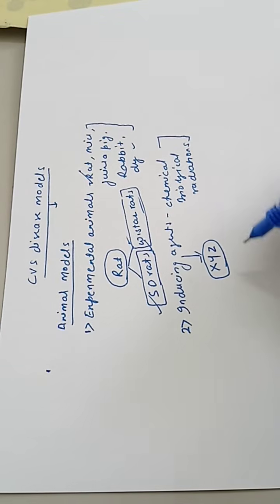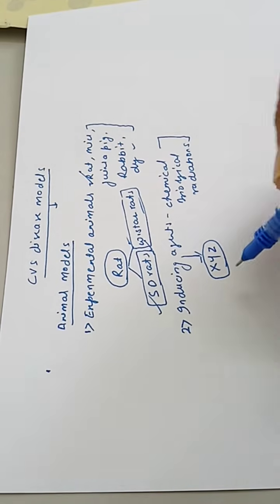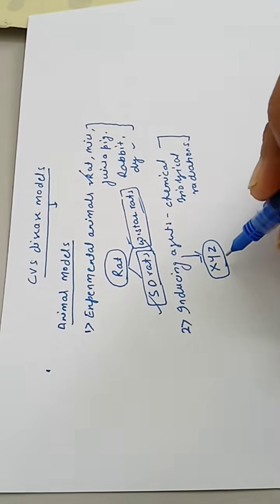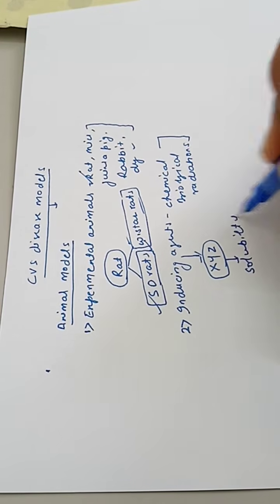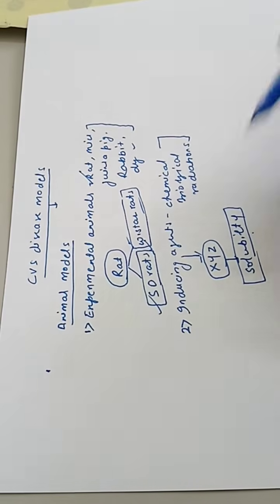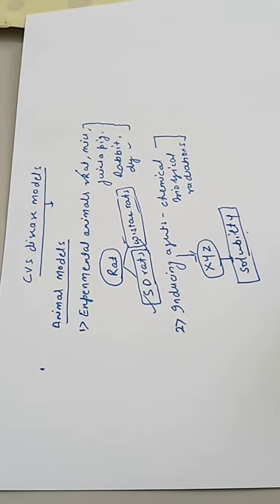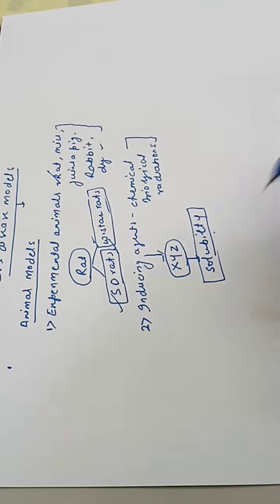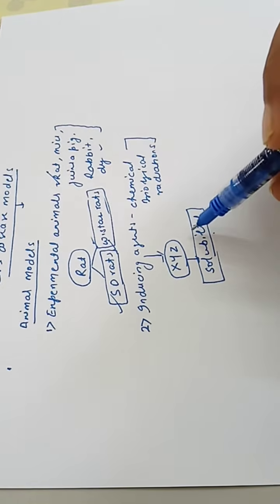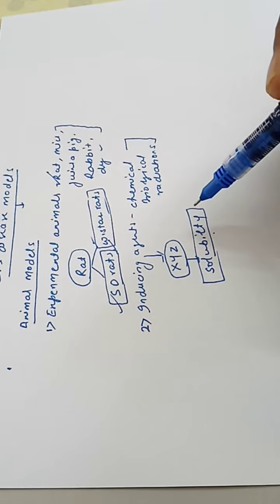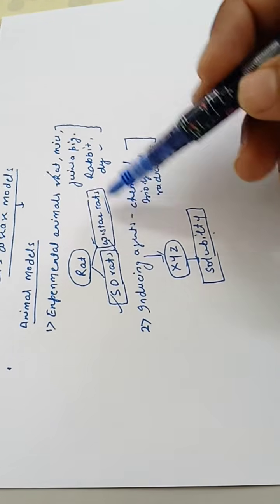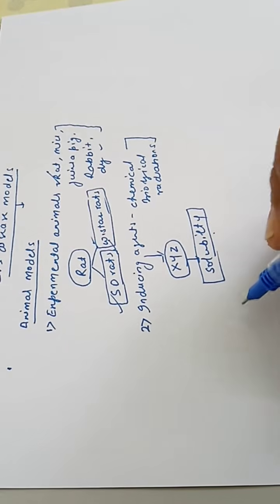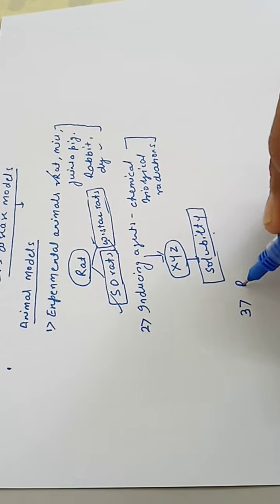what next information is required? Next, you have to write about the solubility of that chemical agent, in which solvent you are going to solubilize this inducing agent. Then, if you have the inducing agent and its solvent, and you have already finalized which animal species you are going to use, the next thing is you have to write the information about the route of administration.